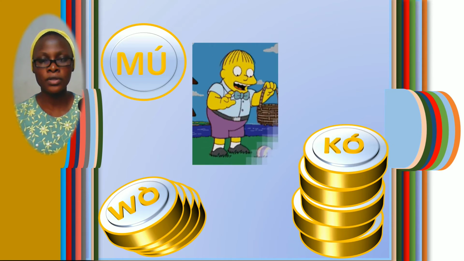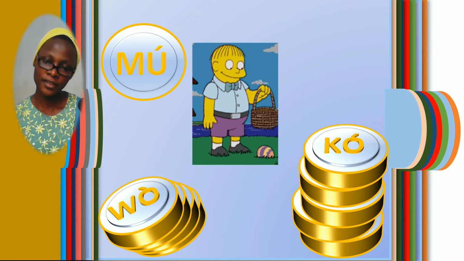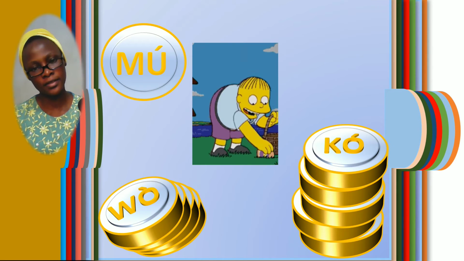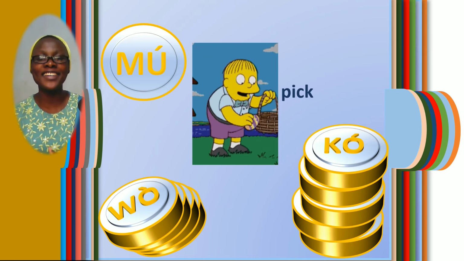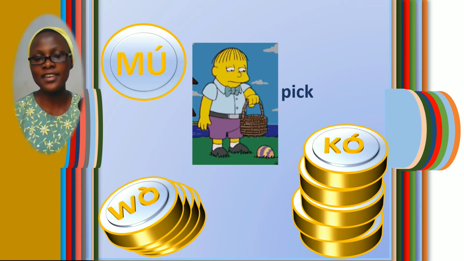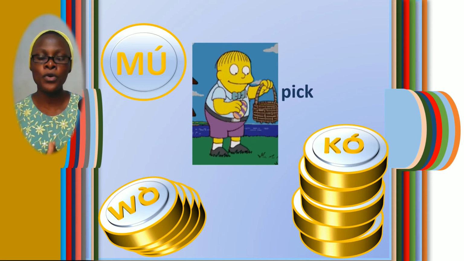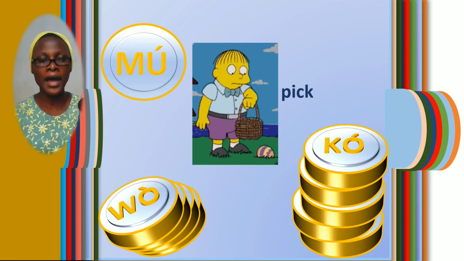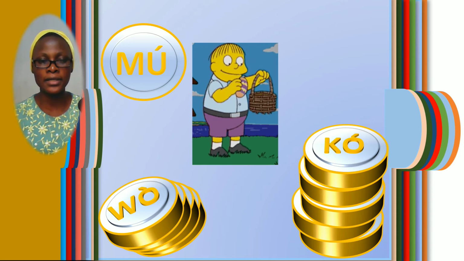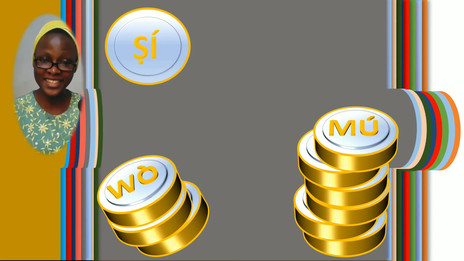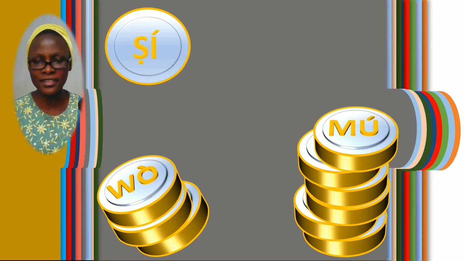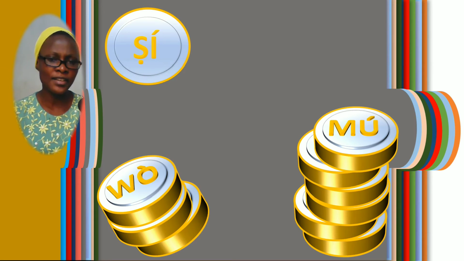All right. So here is a clue for you. What is he doing? What is he up to? All right. So mu is pick. Mu is pick. So let's see the next one. You still remember that letter, right? The first letter, how is it pronounced? And the second letter, how is it pronounced?